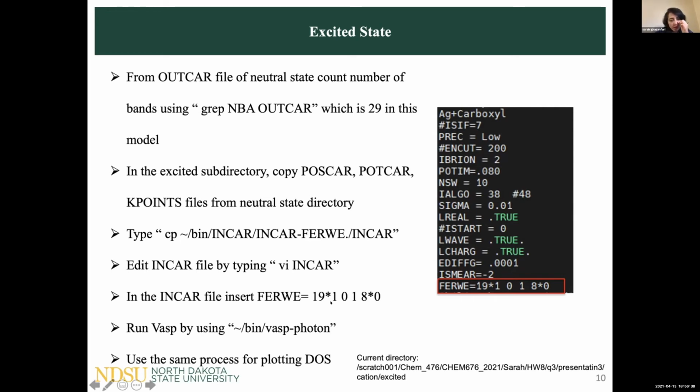And then we should edit the INCAR file using this command, vi. And here, for example, from this model, I said that I want the first 19 orbitals to be occupied, and then the next orbital I want to be empty, and then the next one, which is 21, I want to be occupied, and then the rest I want to be empty. After saving the INCAR file, we run VASP, and then use the same process for plotting density of states.